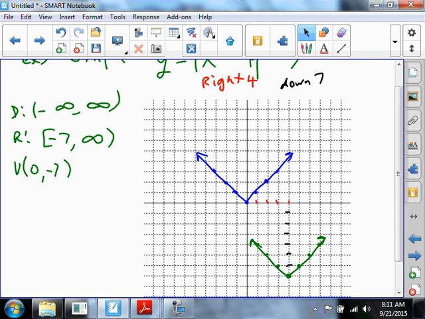How do we feel about that? Would we be able to graph one of those on our own, on a piece of paper without a graphing calculator? Got it? Piece of cake? Okay.